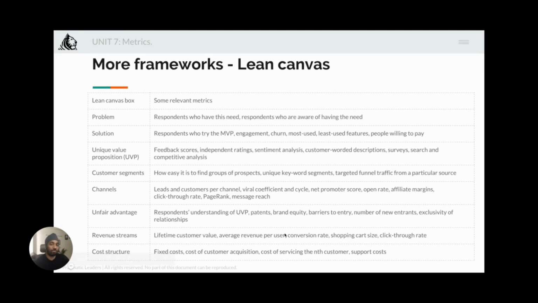So that is the cost structure, and these are all the metrics that you can bother about when you are actually just starting up with your product journey, right? When you have just drafted your first lean canvas and you want to figure out which metrics matter for each of these sections, and you can use this.